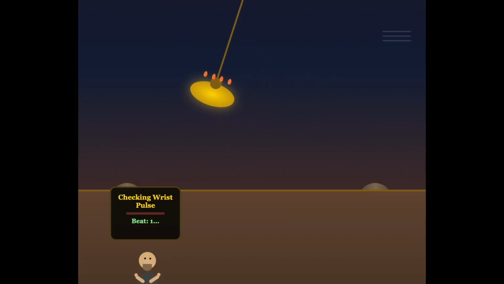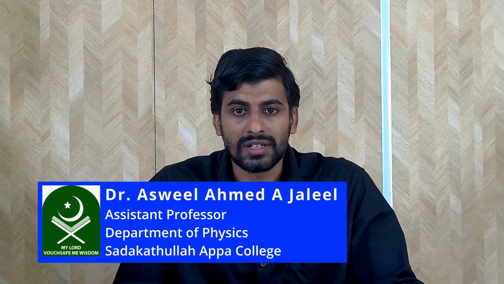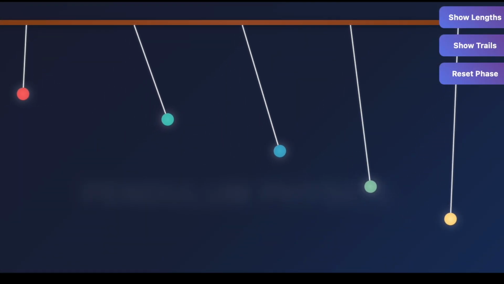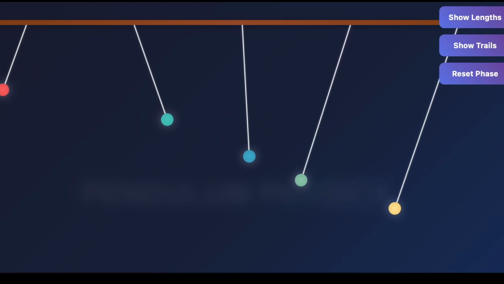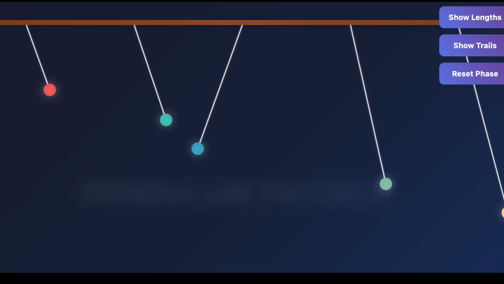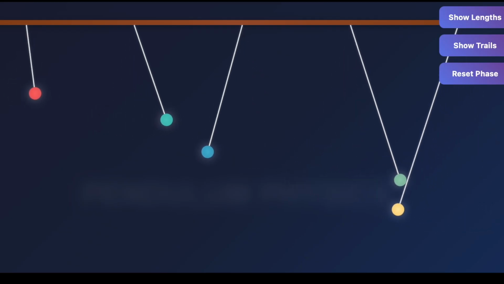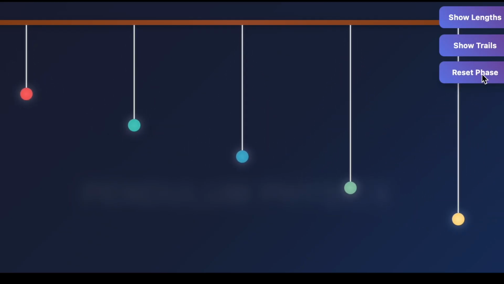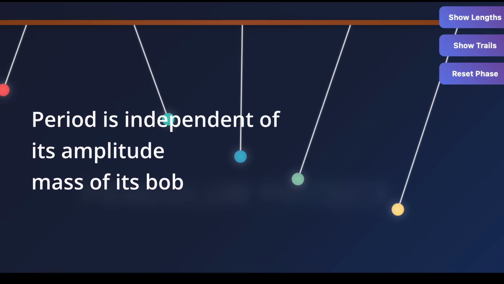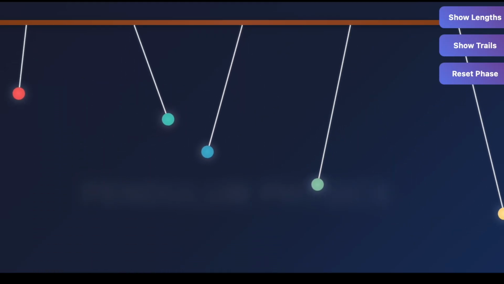It was extraordinary. Regardless of the amplitude of the swing, the chandelier always took the same time to complete one round trip. To study it further, Galileo began experimenting with simple pendulums, a small weight or bob suspended from a string. Through these experiments, Galileo discovered that the period of a pendulum is not only independent of its amplitude but also independent of the mass of its bob.